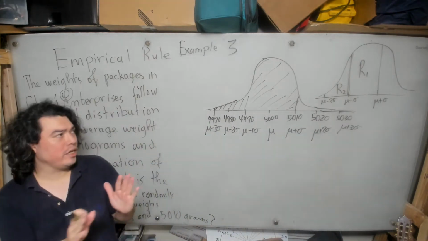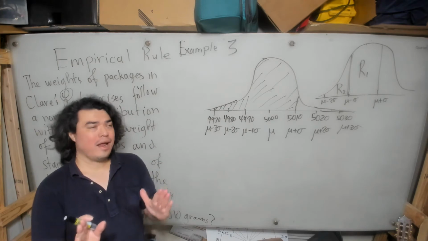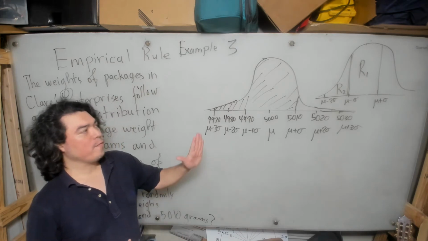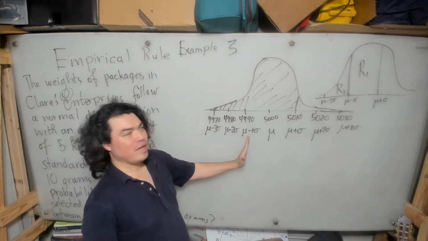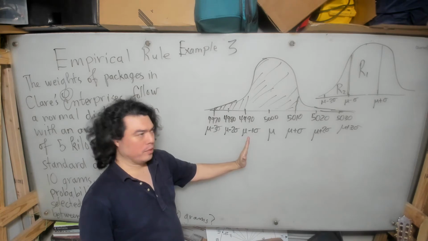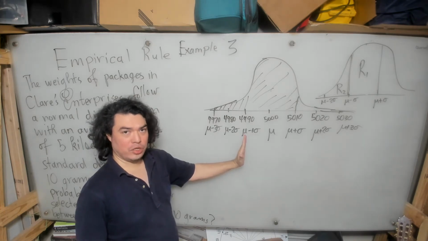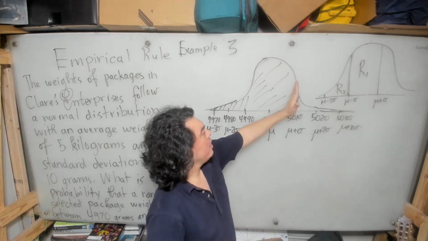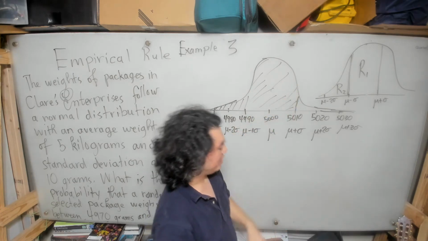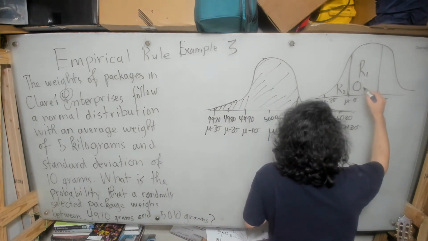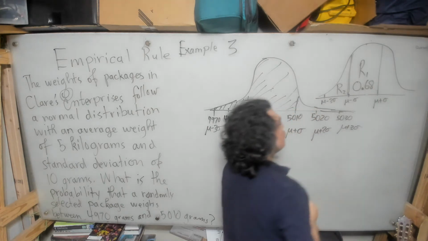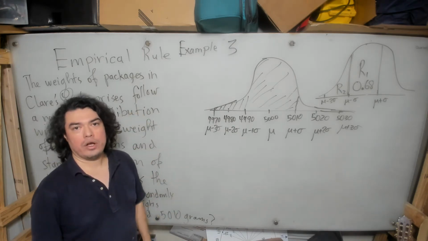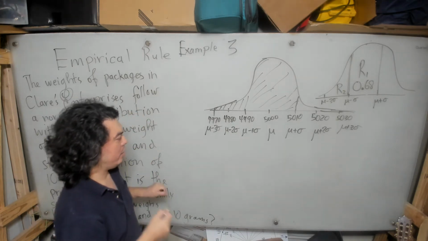Now, fortunately, we already know that region 1 has area 0.68. Why? Because of the empirical rule. If we go from the mean of any normal random variable minus 1 standard deviation all the way to the mean of that normal random variable plus 1 standard deviation, the area in between those boundaries is 0.68. So I'm going to write that down here. Okay? So now the question becomes, how do I get the area of region 2? And here's how we're going to do it.